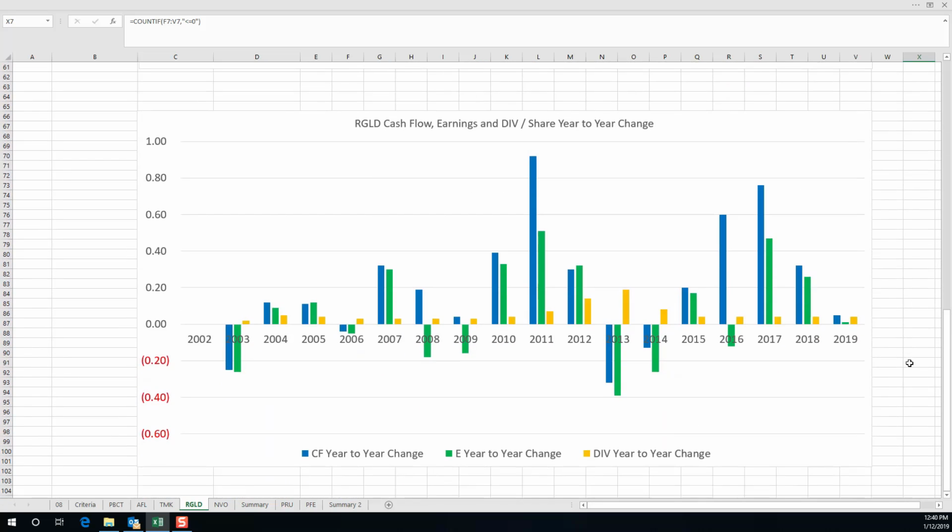And here's what that looks like in the year-to-year changes. You can see earnings and cash flow have had their ups and downs, but the dividends have always been on the positive side.